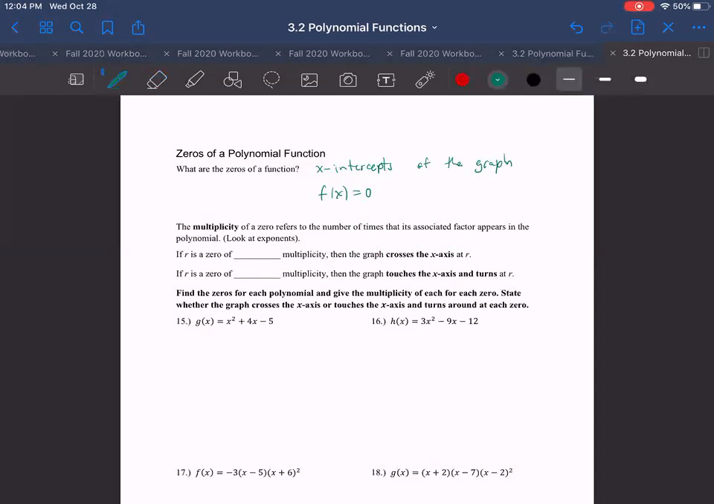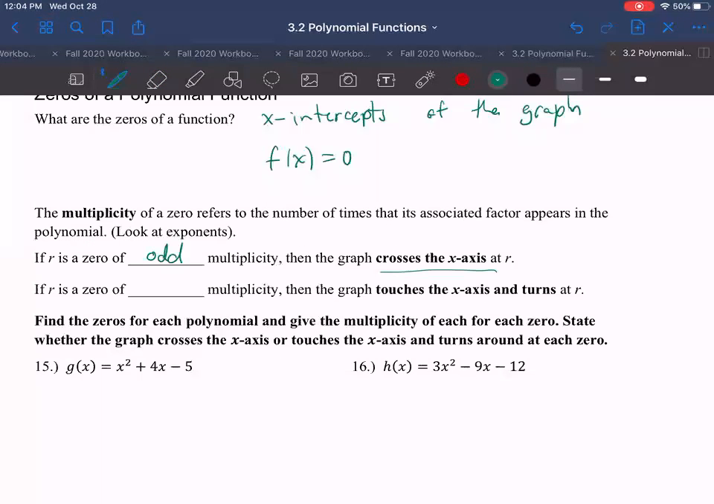When that occurs, if we have an odd number for the multiplicity, like 1, 3, 5, 7, 9, then the graph is going to cross the x-axis. For an example, think of f of x equals x cubed. It looks something like this, and it crosses the x-axis like that. So x cubed is an example of an odd multiplicity; it has a multiplicity of 3.